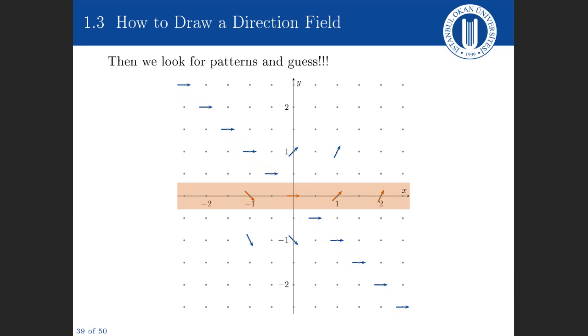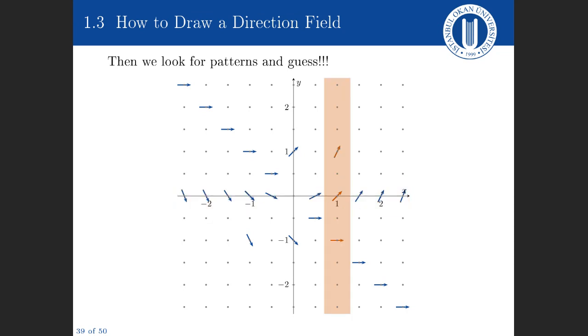We could look at a horizontal line, such as these. What's happening as we move along from the left to the right? As we move from the left to the right, the arrows are rotating anti-clockwise. We can make a guess that this behavior happens all along the line. So we can guess that we could fill in the arrows like this.